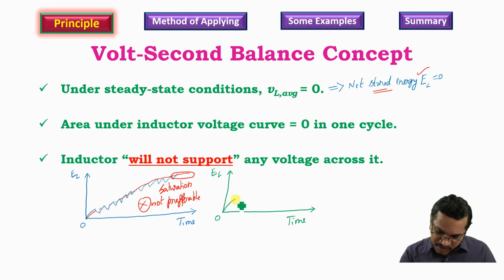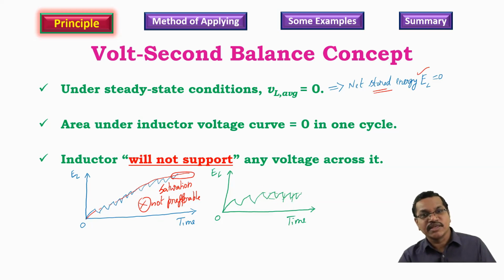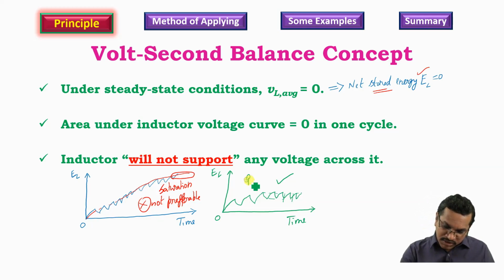Initially it will increase, then dip down, then increase, then dip down, but after some switching cycles it will settle down and there won't be any net energy. The stored energy over one cycle will be 0. It will not keep on increasing arbitrarily under steady state conditions. So this is preferred. This is actually the concept behind volt second balance. This is the basic principle.